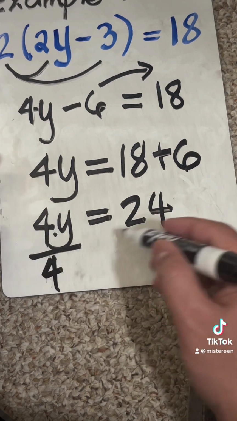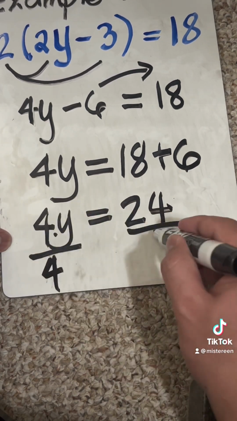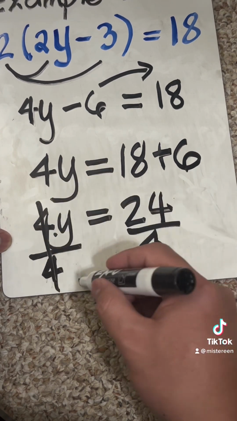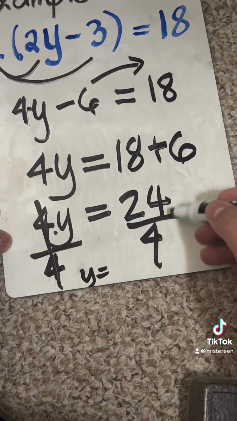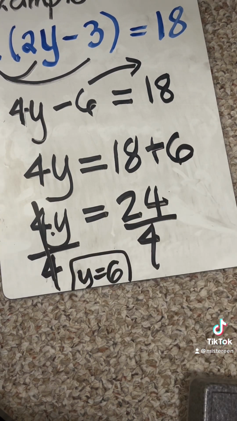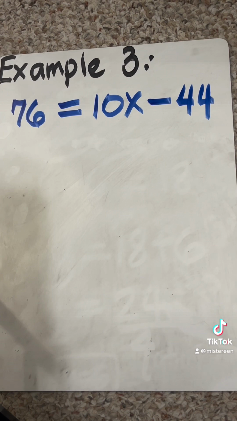We just focus on the left side. But we divide by 4 on both sides. All right. Now this 4 will be crossed out. So this leaves you y equals 24 divided by 4. That's equal to 6. So the value of y is equal to 6. Now let's go to our third example. So we have this equation and we will solve for x.